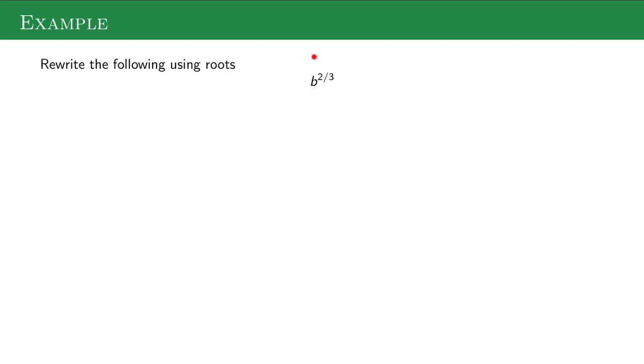I got b to the 2 thirds. Again, the 1/3 part, I'm going to separate out from the whole number part. And the root part, I can turn into a cube root. So anything on the bottom of a fraction in an exponent is going to turn into a root.